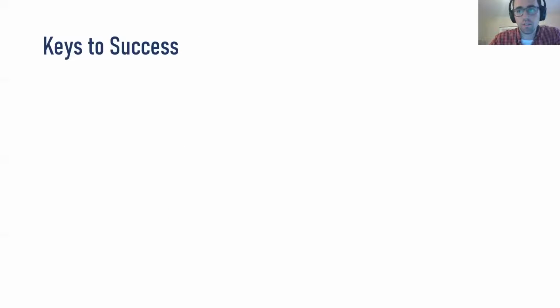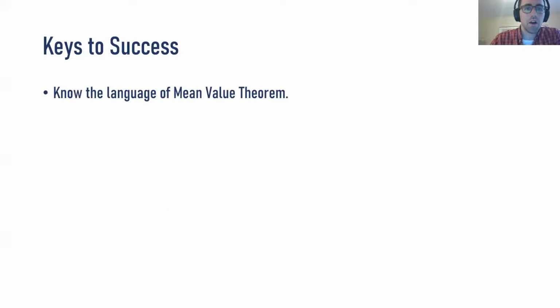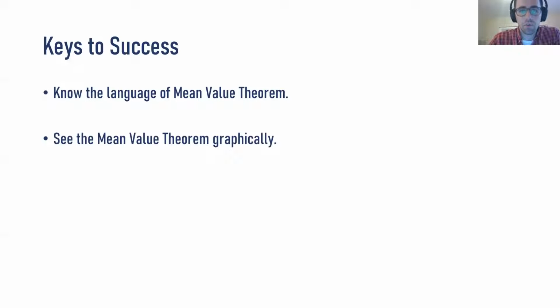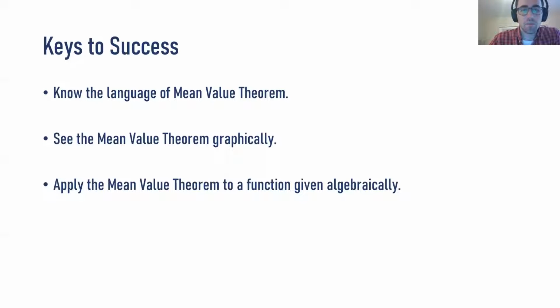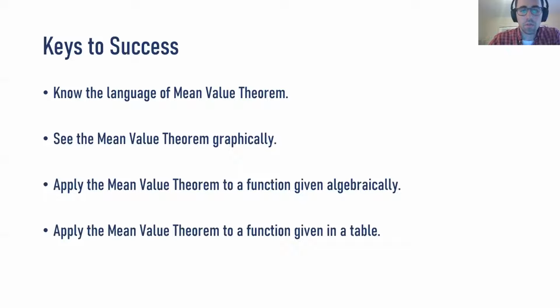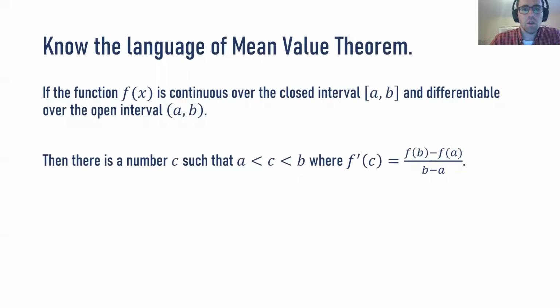With that, 4 keys to success for the mean value theorem. They are: know the language of the mean value theorem, see the mean value theorem graphically, apply the mean value theorem to a function given algebraically, and then also be able to apply the mean value theorem to a function given in a table. If you can see and do these 4 things, you'll be good to go, the mean value theorem.